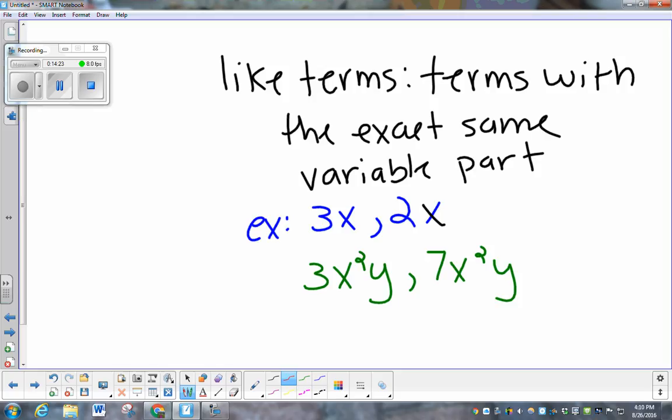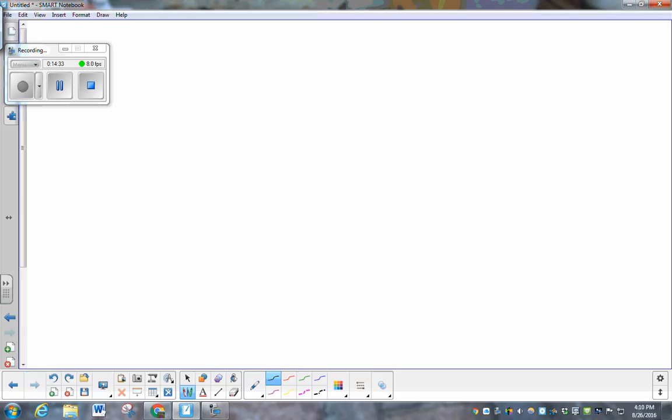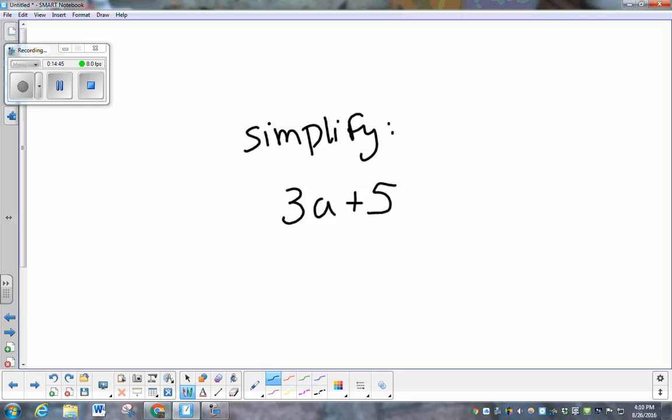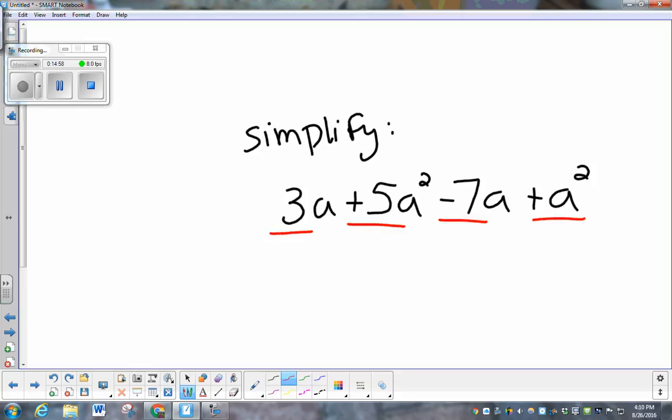So I'm going to give you an example, and I'm going to say that you need to combine your like terms, or the instructions might say simplify. All right. So as an example, we're going to simplify this expression. 3a plus 5a squared minus 7a plus a squared. So you want to look for which of these terms, and there are 1, 2, 3, 4 terms here, which ones have the exact same variable parts.